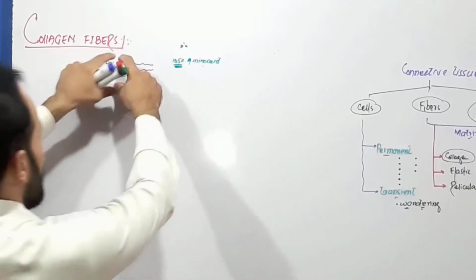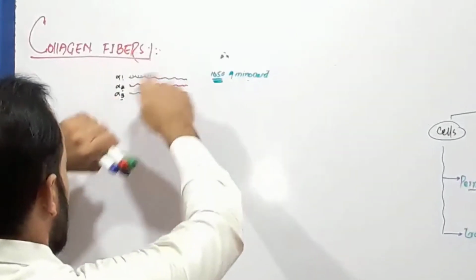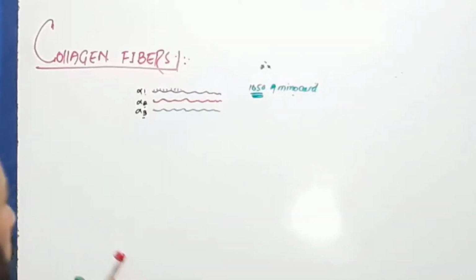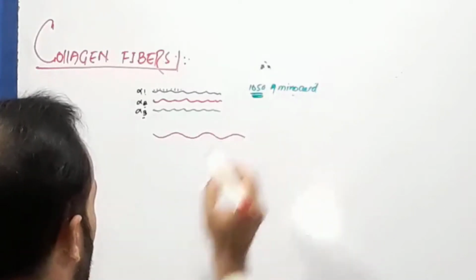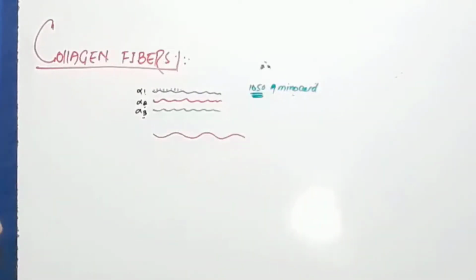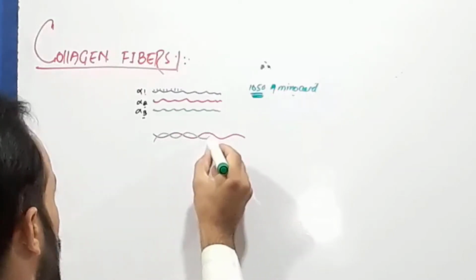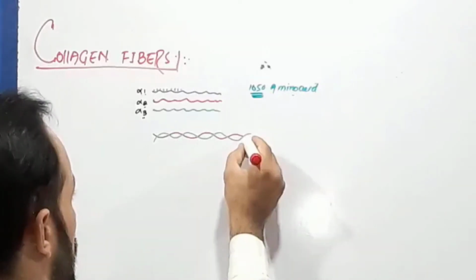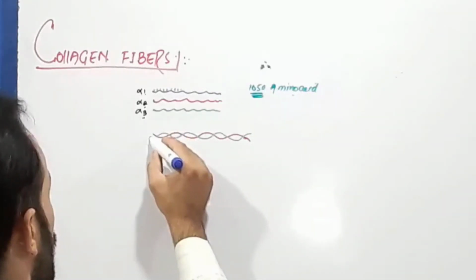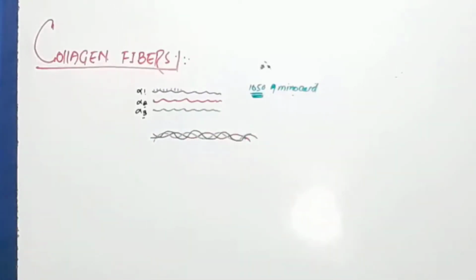Now let us make them into a collagen fiber. Let us twist these three fibers around each other and see how they make a collagen fiber. This is one, this is alpha 2, here is the alpha 3 fiber, and then we know that there is alpha 1. Alpha 1 is also twisted around these fibers. This is our alpha 1.